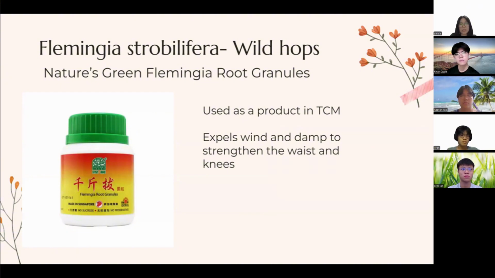Now, I'll be giving you an example of a product that can be made from Flamingia stropilifera. One example would be Nature's Green Flamingia root granules. It is used as a product in traditional Chinese medicine, and its function is that it expels wind and damp to strengthen the waist and knees. Now I'll be passing the time on to Evo.